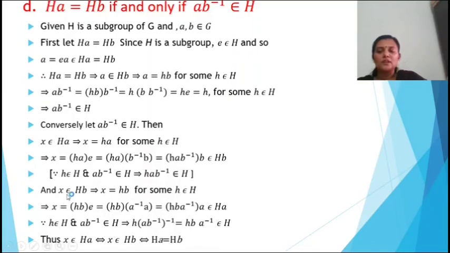So now assume that x is an element of HB, which implies x equals hB for some h in H, implies x equals hB times E, which is equal to, using the same step we did earlier, hB A inverse A, which is equal to hB A inverse times A, an element of HA, since h is an element of H and AB inverse is an element of H implies hBA inverse is an element of H. Thus x is an element of HA implies x is an element of HB, which implies HA equals HB.